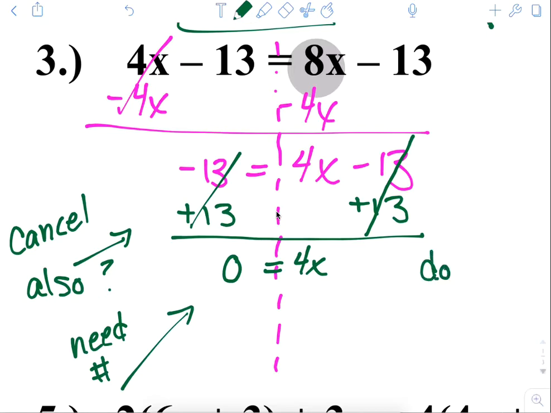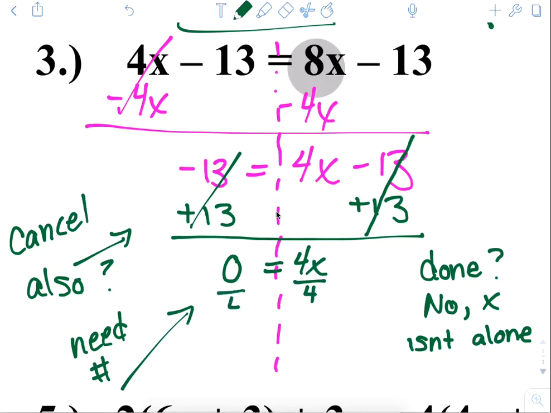So I would ask you, are we done right now? No, because the x isn't alone. Okay, so we need to still go one more step. How do I get rid of the 4? Well, remember the 4 is multiplying. So if I'm going to do that, I have to divide. The 4's cancel. I'm left with my 1x, just one of them. Now, what is 0 divided by 4? Well, we can use the calculator, or you could know that that's 0. Okay? 0 is our final answer.